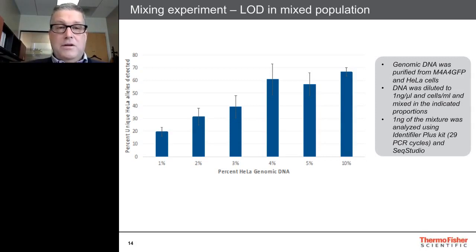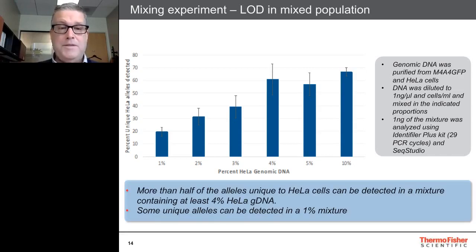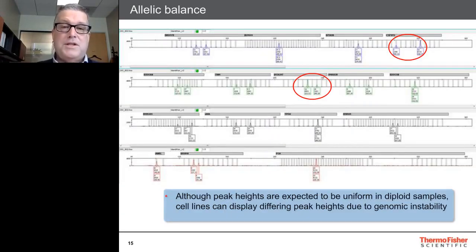Now, using purified genomic DNA, you can go down even lower. In this case, I spiked HeLa purified DNA into M4A4 GFP DNA down to 1%. Even at 1%, I was able to detect about 1/5 of the HeLa cell-specific loci that I expect on SeqStudio. So over half of the HeLa cell-specific loci can be detected at 4% of the contaminating DNA. Even down to 1% of the DNA, you can still see HeLa-specific loci, and point to the fact that your cells might be contaminated with a different cell type than you expect.